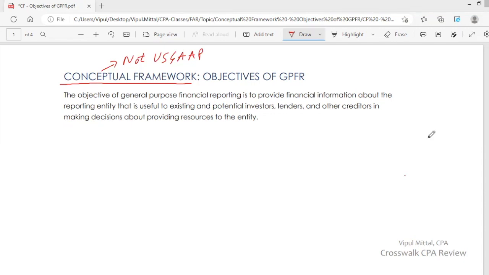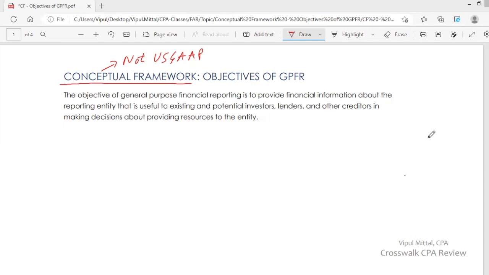Let's see the objective of general purpose financial reporting as specified in the conceptual framework. The objective of general purpose financial reporting is to provide financial information about the reporting entity that is useful to existing and potential investors, lenders, and other creditors in making decisions about providing resources to the entity. So a lot of things in this one sentence.